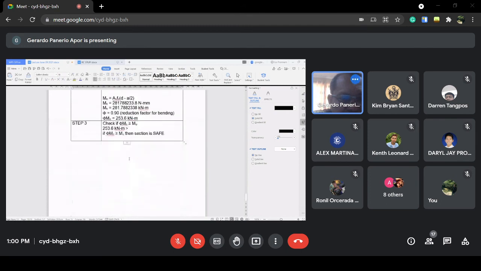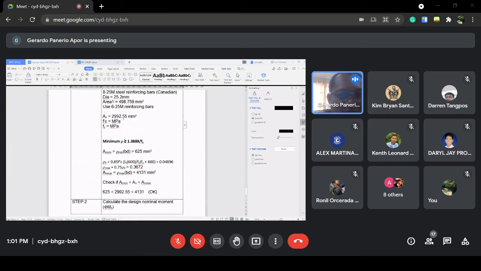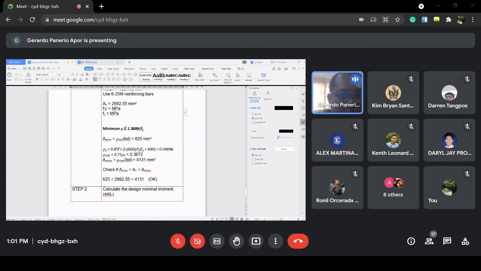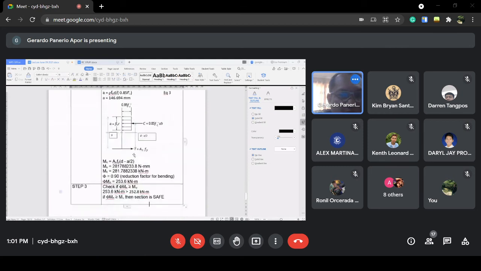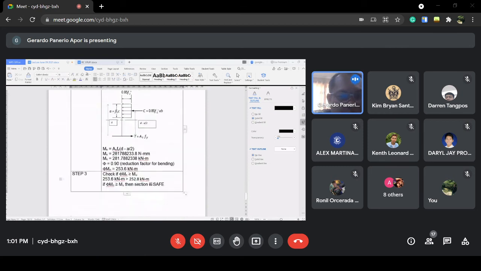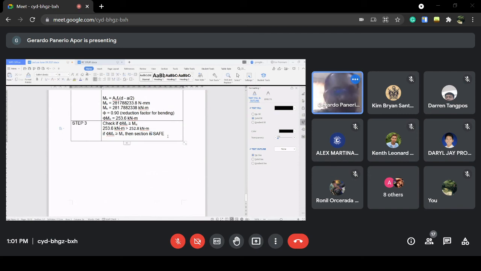We are very lucky. Why? Usually, you need a lot of trials, but this one is over, so this is safe. What if we use less? We have a reinforcement that's lesser than 2992, so we have a moment lesser than this. But we are really lucky, so maybe we want to end it early. So step 3 is safe.